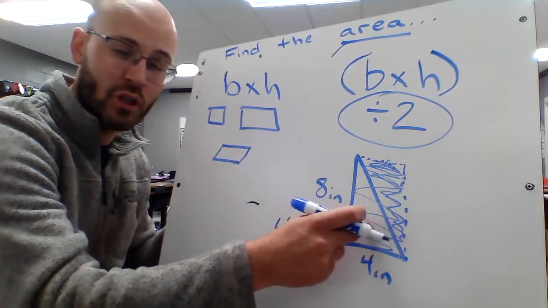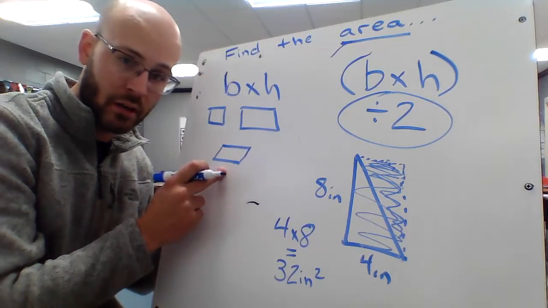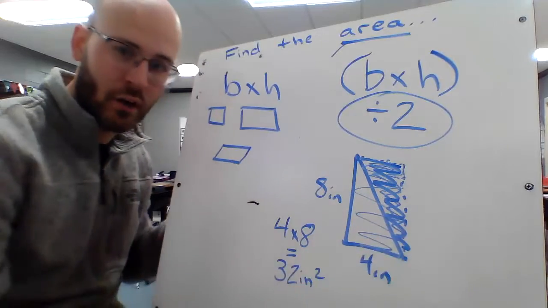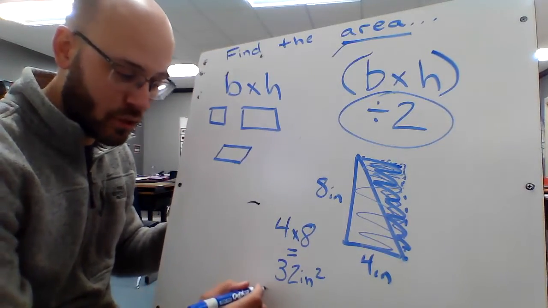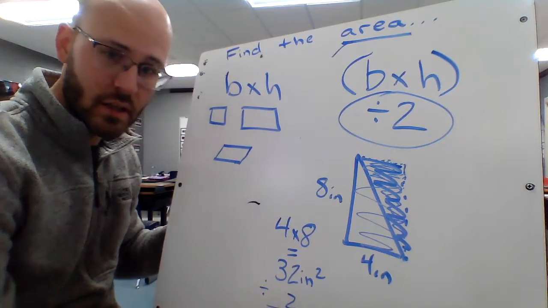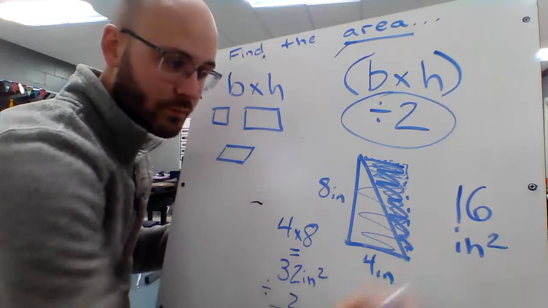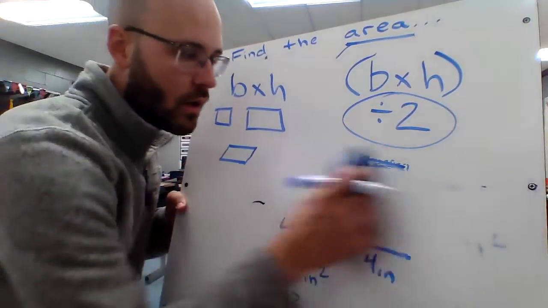But since every triangle is half of a rectangle or a square or half of a parallelogram, I have to divide it by 2 because it's missing its other triangle, the upside down version of it on the other side. So 32 divided by 2 is 16 inches squared. It works the same way with parallelograms too.